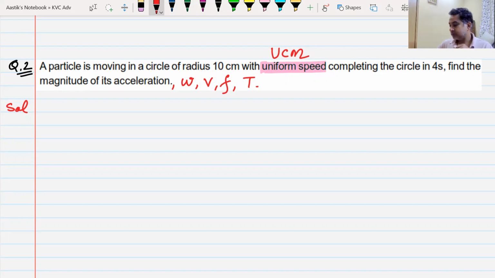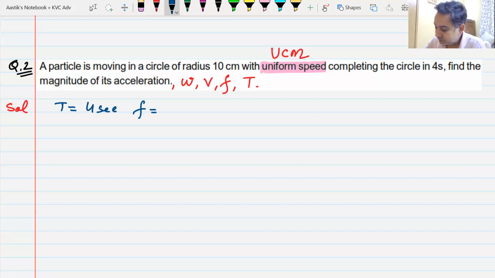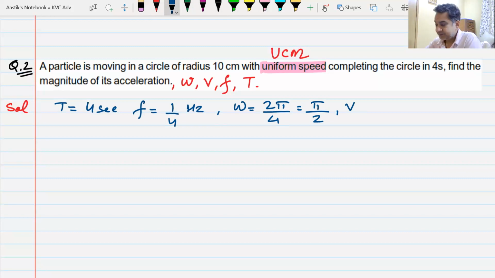Sir, omega is 1.57 radians per second. Sorry, per second. First, tell me what is the time period. 4 seconds, sir. What is the frequency? Frequency is 1 by 4 hertz. Correct. What is omega? It is pi by 2 or 1.57. Okay. What is the speed? Pi by 20, sir.